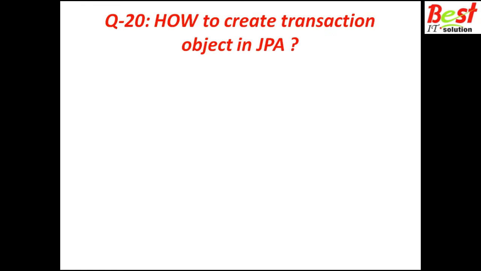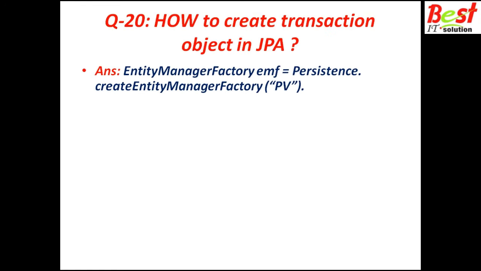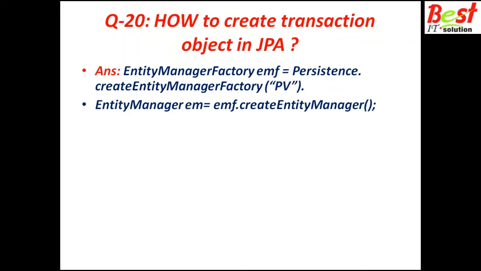How to create transaction object in JPA? Simply with the help of the entity manager factory, we can create the transaction object. The code looks like this: EntityManagerFactory emf = Persistence.createEntityManagerFactory, and we need to pass the configuration class reference here. With the help of this entity manager factory object, we can create the entity manager, that is emf.createEntityManager.